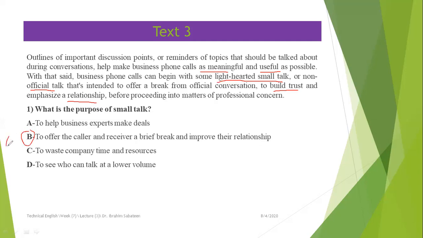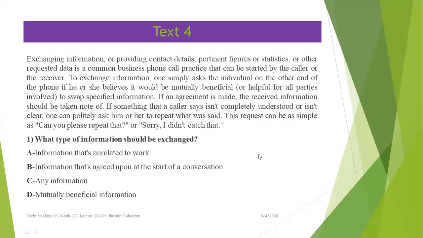It's B. To offer a caller, a receiver, a brief break and improve their relationship. Let's go to text 4 now. Exchanging. Now, when the caller calls the receiver, what kind of information do they exchange?